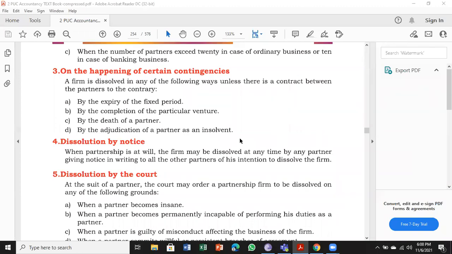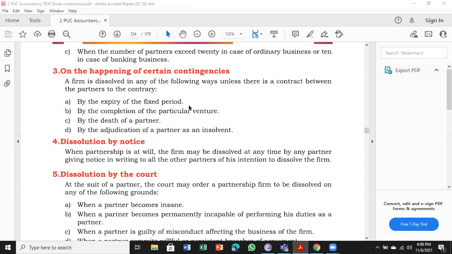You can see the first one, A here. By the expiry of a fixed period. You might have learned in first PUC under the partnership chapter in business studies, the partnership is done for a certain period, 2 years, 4 years, 5 years, something like that. The term is given, the time is fixed. So once the time gets over, the business needs to be closed. That is by the expiry of the fixed period.